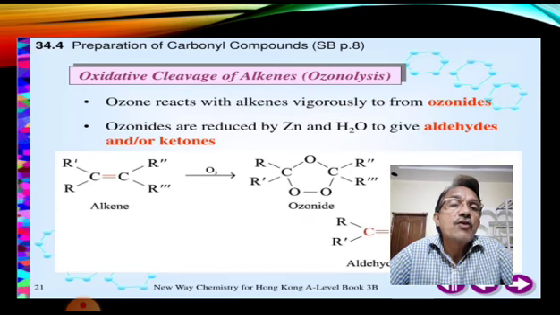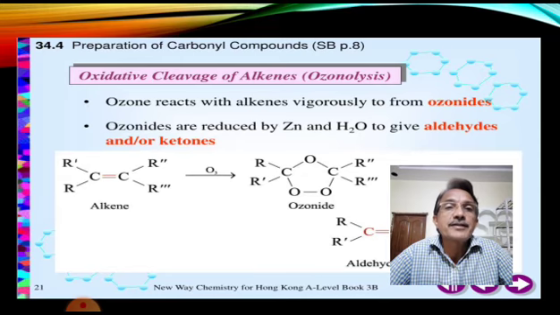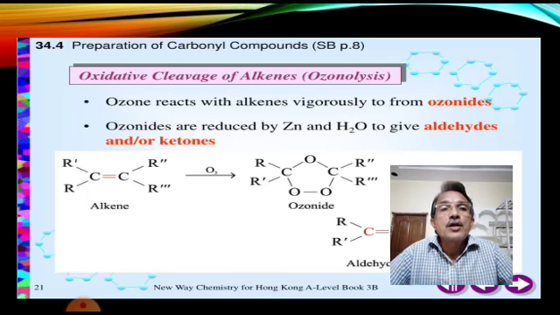Oxidative cleavage of alkenes. Third method to prepare carbonyl compounds. Oxidative cleavage of alkenes, ozonolysis. So by means of ozonolysis we can also prepare aldehydes. Ozone reacts with alkenes vigorously to form ozonides. Ozonides are reduced by zinc and water to give aldehydes and or ketones. Ozonolysis is one of the methods to prepare aldehydes or ketones.